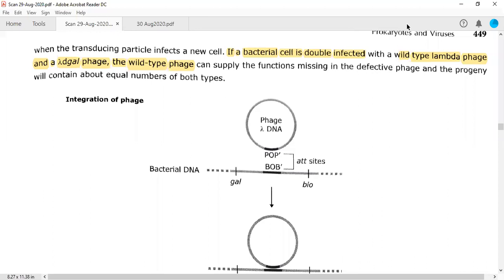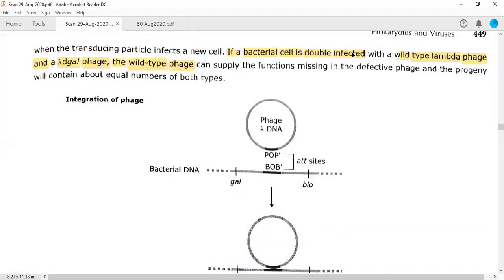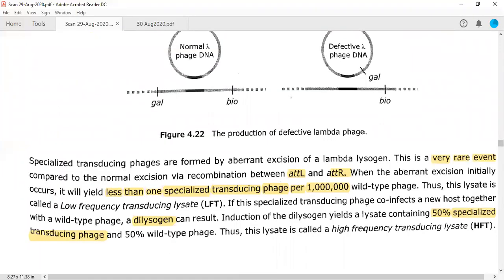Okay, so that's what I'm doing actually. I want to note these special terms. That's why I call these terms multiple times. So we have noted two terms. One is called double infected cell. Double infected in the sense that two viruses, one defective and one normal wild type phage, are infecting the same bacterial cell, right?